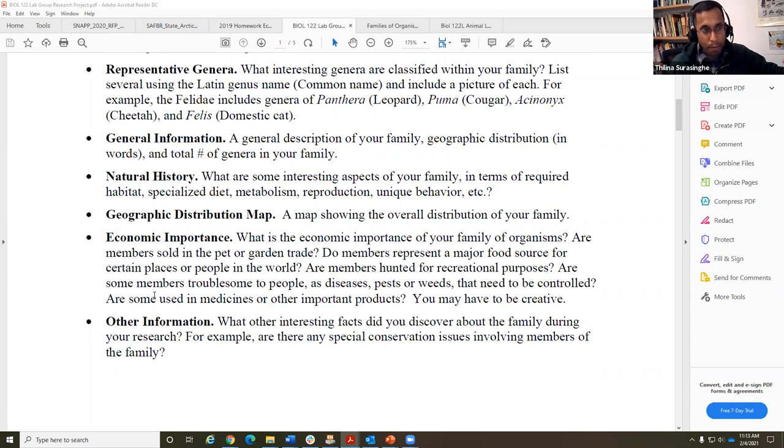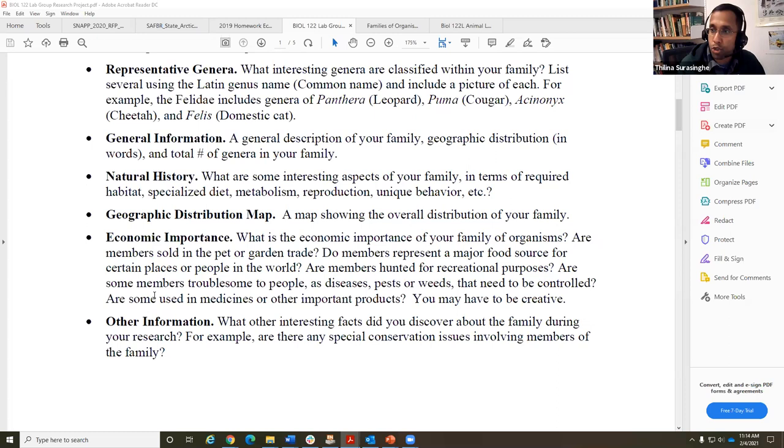And then economic importance. For the family you picked, are they used as a sort of food? Do they make a nice pet animal? Are they used in laboratory research? Or are they actually a pest, a medically important pest, an agricultural pest, things like that. Now, all of these are explained in this PDF itself. And any other fun fact. Those are the things you are supposed to research on your own.